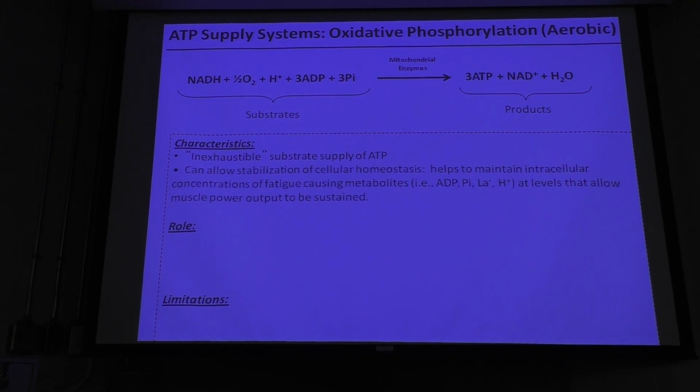Importantly, it's really that form of ATP production that will allow for stabilization of cellular homeostasis. So it's the form of ATP production that we would like to activate as quickly as possible and get to some steady state level as early as possible to prevent major metabolic disturbances into the interior, into the milieu of the cell. So again, as you'll see, one of the major things that we're trying to prevent in terms of disturbances are the levels of these particular metabolites, and most notably is inorganic phosphate.